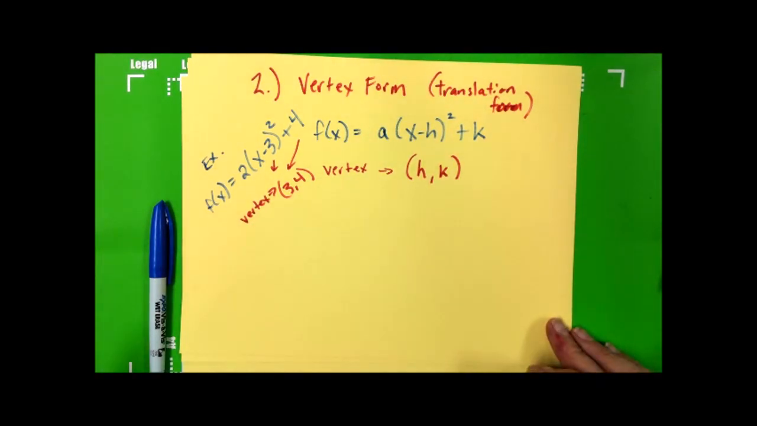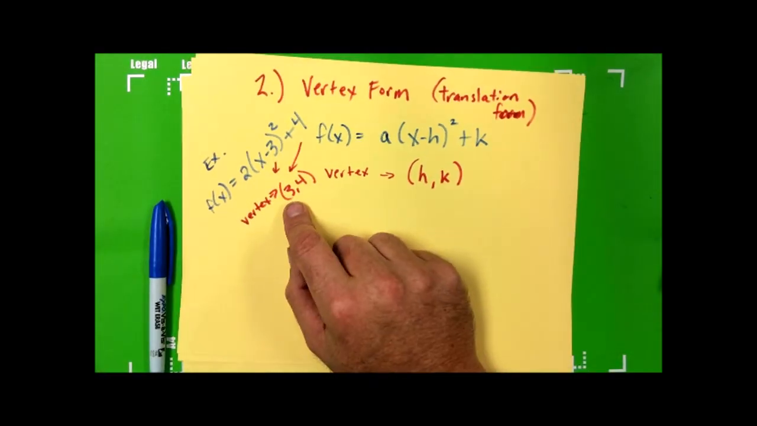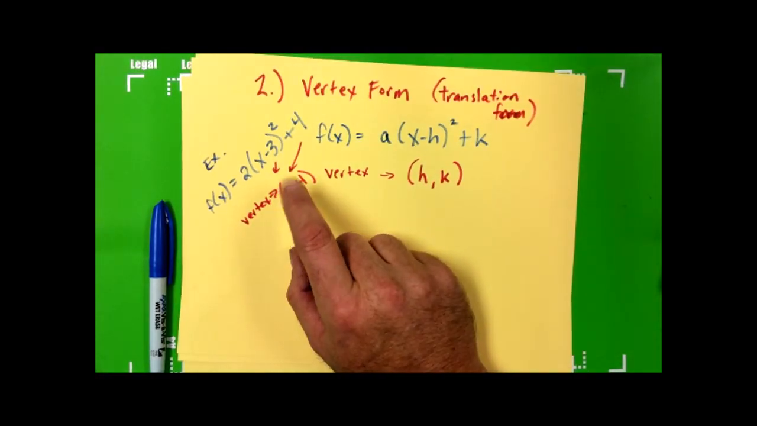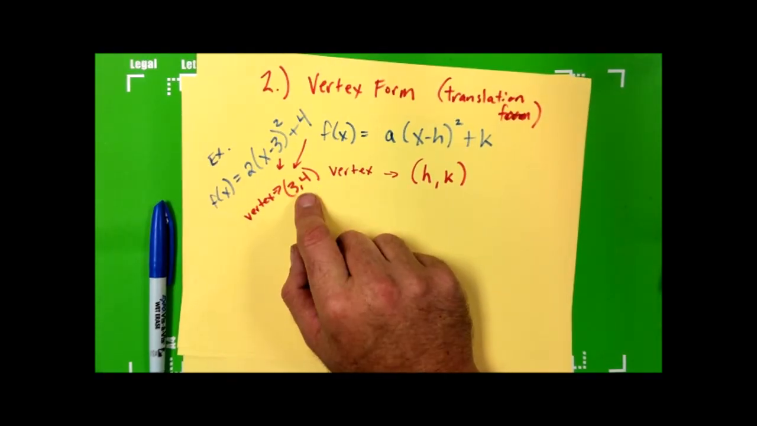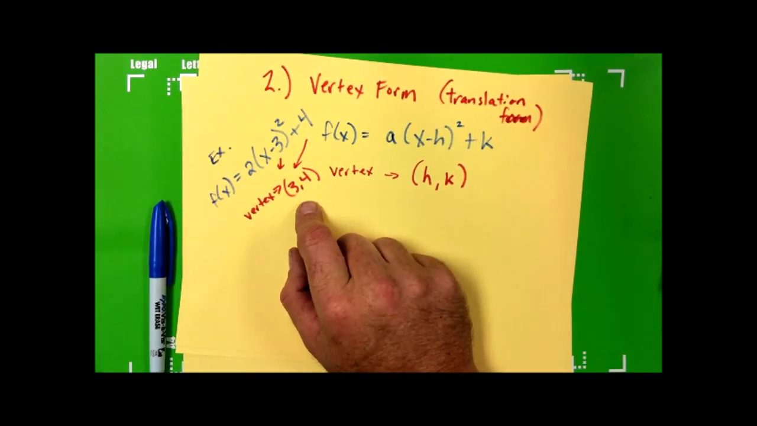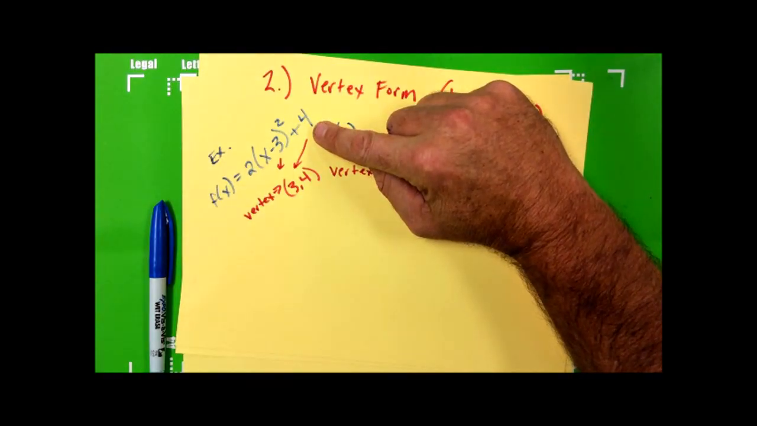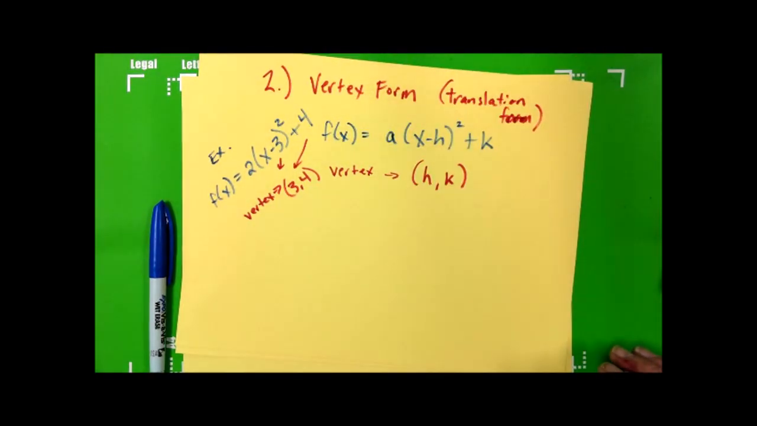But that's the vertex. Yes, ma'am? Why isn't the 3 negative 3? Good question. Because horizontal shifts are always opposite the sign. Vertical shifts are always the same direction as the sign. Always, yeah, critical.